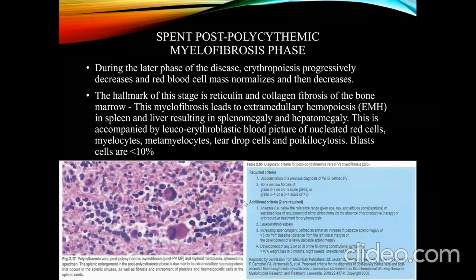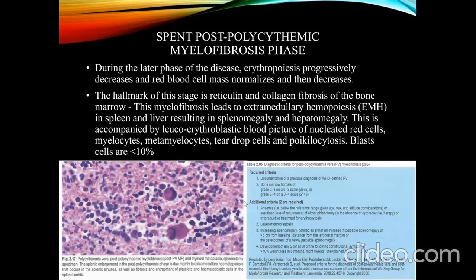As seen in the photomicrograph included below, the polycythemia vera post-polycythemic myelofibrosis stage. A splenectomy specimen here shows splenic enlargement in the post-polycythemic phase, and it is mainly due to extramedullary hematopoiesis that occurs in the splenic sinuses, as well as fibrosis and entrapment of platelets and hematopoietic cells in the splenic cords. On the other side, we have the diagnostic criteria by WHO, which says the required criteria are documentation of a previous diagnosis of WHO-defined PV and bone marrow fibrosis of grade 2 to 3 on a 0 to 3 scale, or grade 3 to 4 on a 0 to 4 scale.